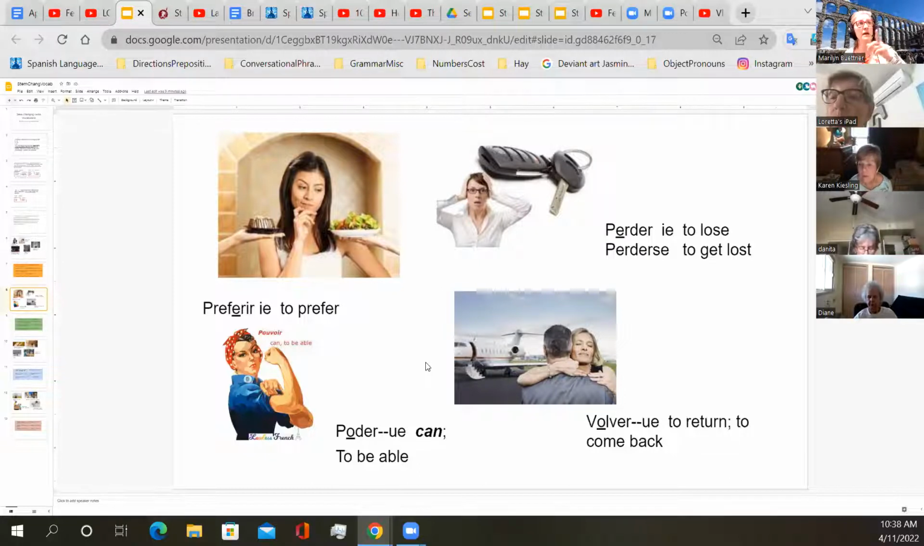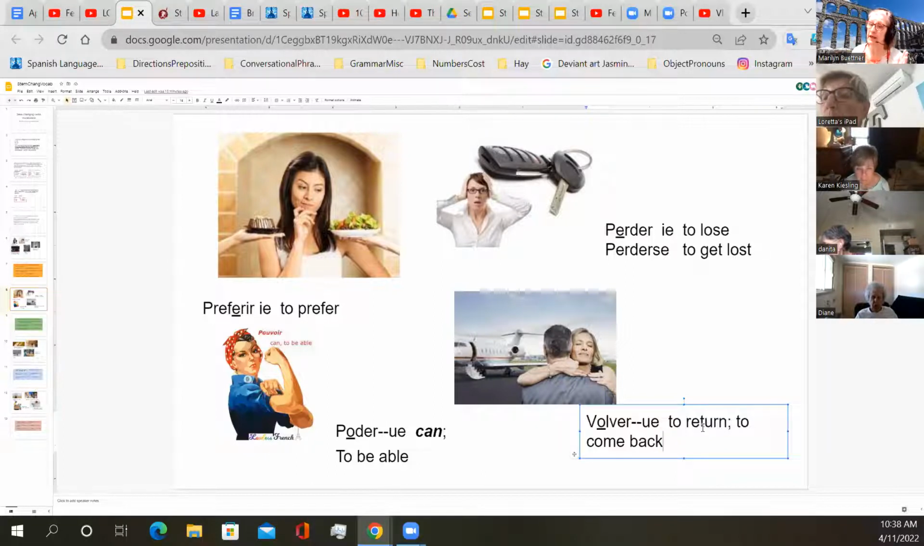Ooh, puede ser. It could be. Yeah, it can be. Okay. Dos personas pueden. Pueden. Okay. The nosotros form goes back to the O in POD. Podemos. Bien. Okay. And then we're going to look at a verb that means to return to a place. Okay. To come back to a place. And that is volver. Volver. And this O goes off into a UE. So it becomes yo vuelvo.